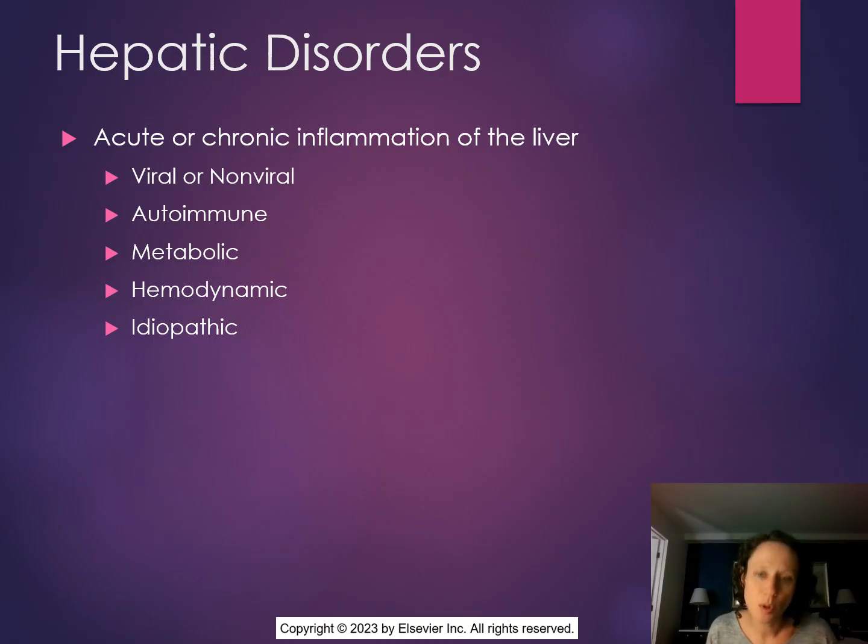Okay, so acute or chronic inflammation of the liver. We actually talked about this a little bit when we talked about hepatitis. Typically in kiddos, viral hepatitis is one of the main manifestations. So like hepatitis A, hepatitis B, or hepatitis C. And it also can come on from autoimmune diseases. You can have it from lupus, for example, and then metabolic reasons as well.